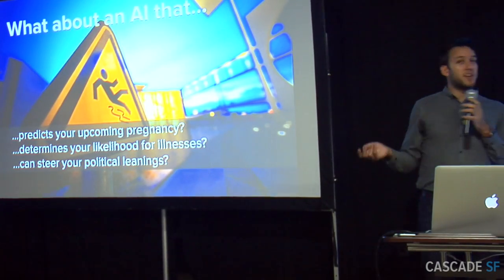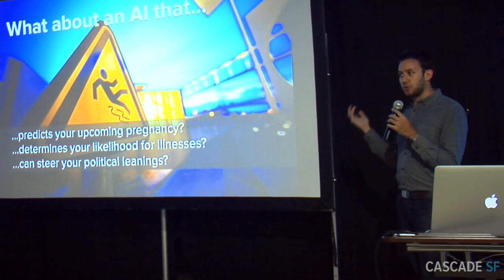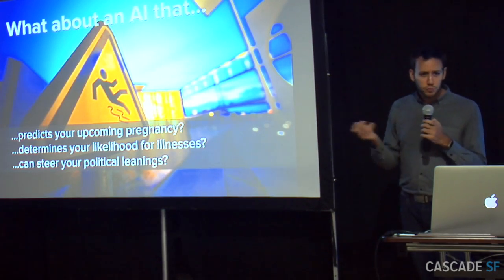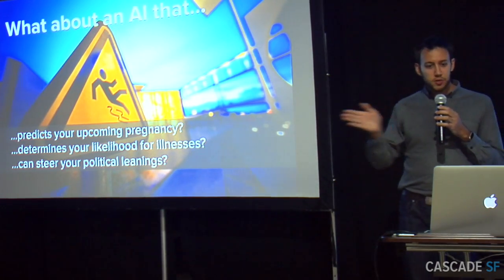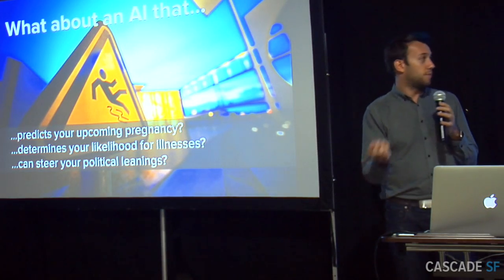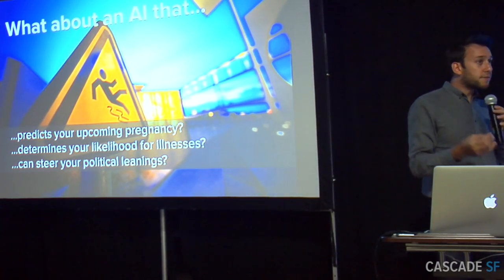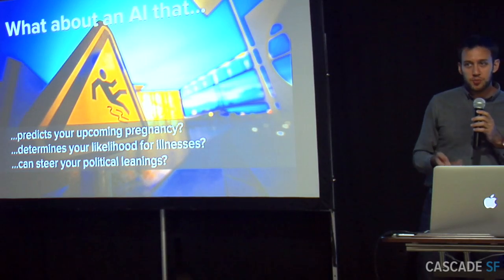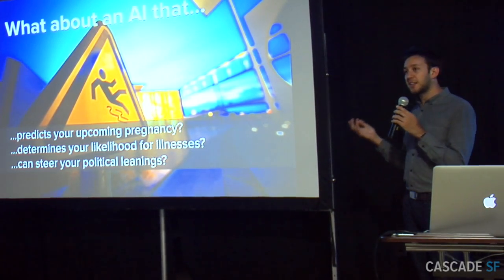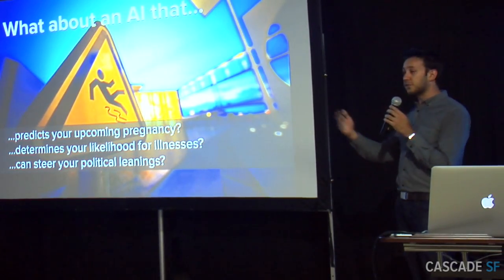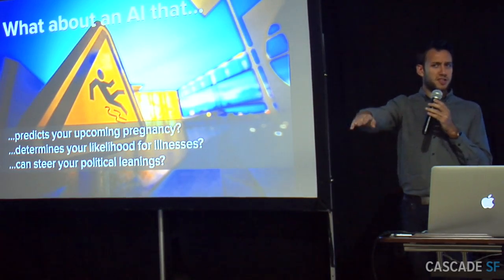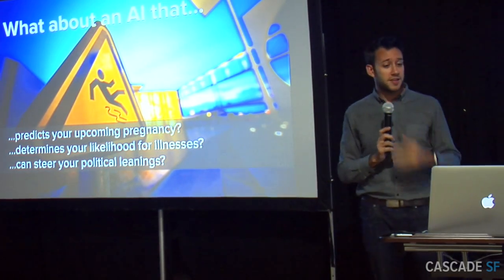And what about an AI that determines your likelihood for illnesses? I'm personally someone who has a natural lean towards depression. That's something I have to actively take care of, and an AI could be programmed to identify something like that and then help alert me ahead of time, like, hey, you might be slipping towards a depression again, so you should do something about that.